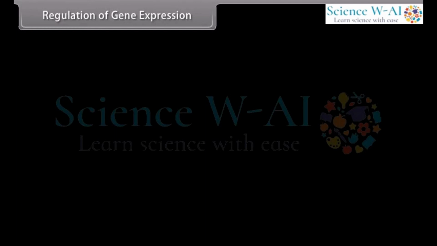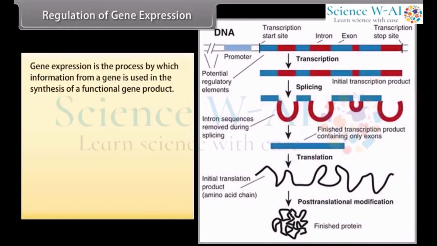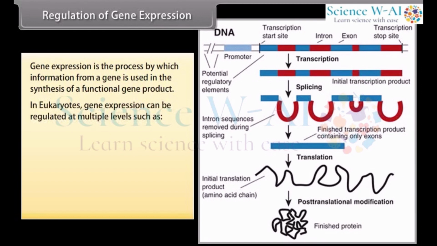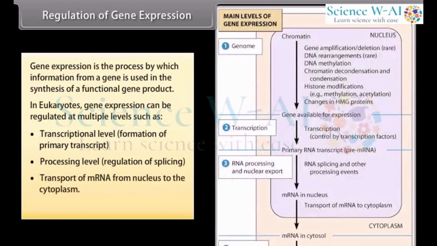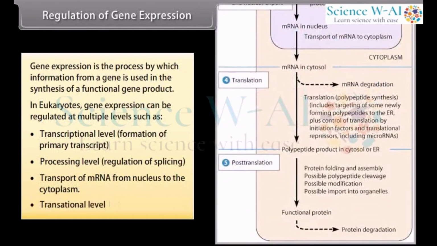Regulation of gene expression. Gene expression is the process by which information from a gene is used in the synthesis of a functional gene product. In eukaryotes, gene expression can be regulated at multiple levels such as transcriptional level, formation of primary transcript, processing level, regulating of splicing, transport of mRNA from nucleus to the cytoplasm, translational level.